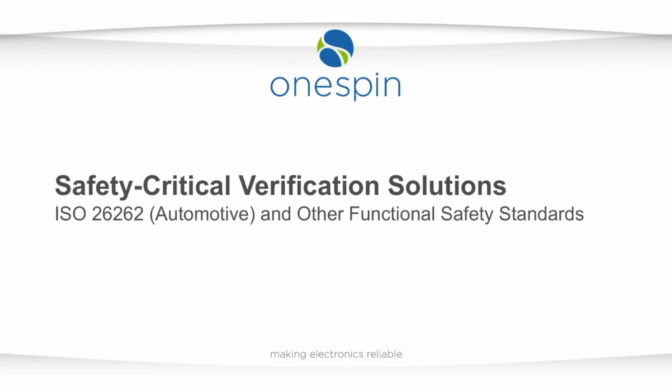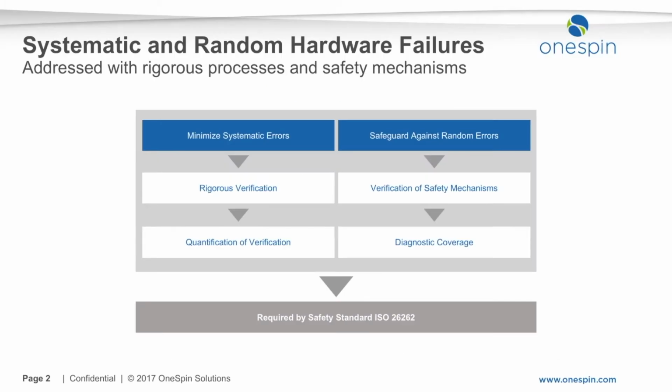OneSpin's formal verification solutions are ideal for safety-critical hardware in many industrial domains. Today, we'll focus on using formal for automotive devices that must satisfy the ISO 26262 standard. ISO 26262 defines two categories of failures. Systematic failures can originate in either hardware or software. These are typically caused by human mistakes during development, such as bugs or coding errors, but they can also be a result of tool problems or methodology issues.